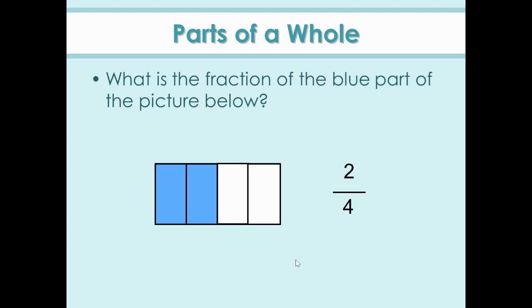You should have written down 2/4. What is the name of the fraction? It's 2/4. Say that with me one more time. 2/4. The missing numerator was 2. That's because 2 parts of the 4 equal sections were shaded. And the denominator is 4 because we have 4 equal parts.